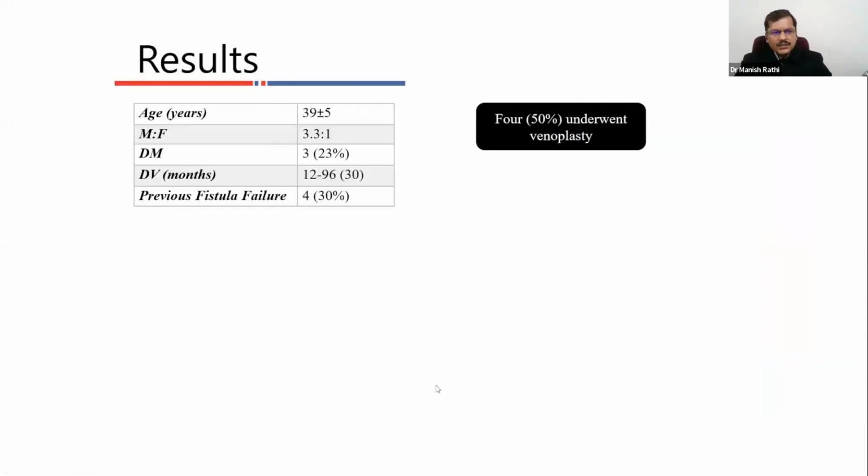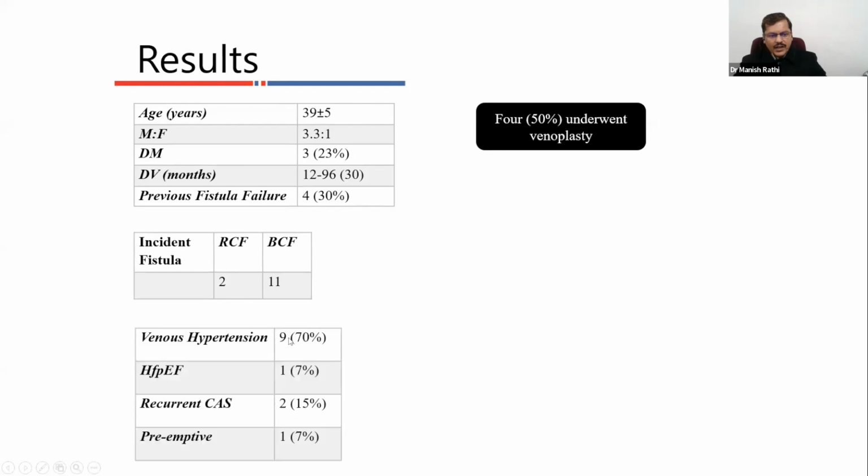So what was our experience? We have done around 16 such ligations or banding, and this is the experience of the first 13 patients which I am sharing with you. Mean age was around 39 years, 3 patients were diabetic, and dialysis vintage mean was around 30 months. 4 patients had already undergone venoplasty. Despite undergoing venoplasty, they had persistent problems and a persistent high flow fistula. Out of these 13, 11 were brachiocephalic and 2 were radiocephalic.